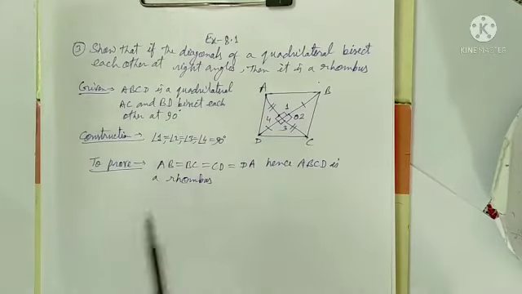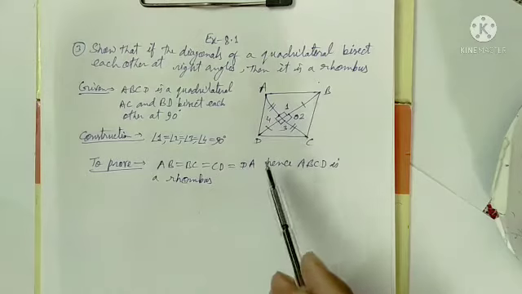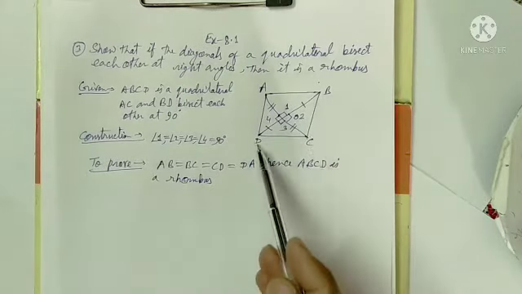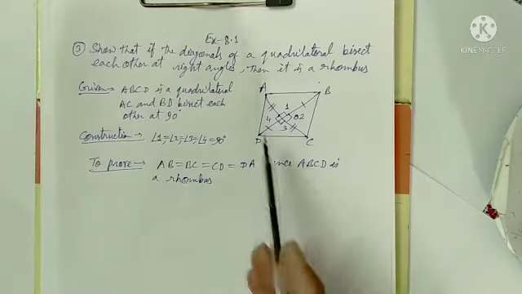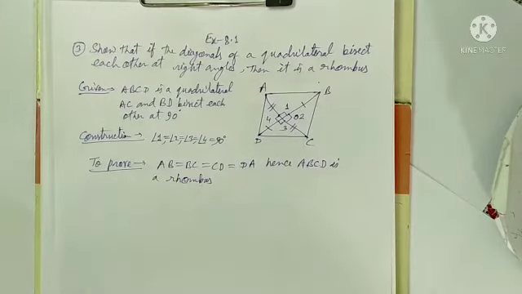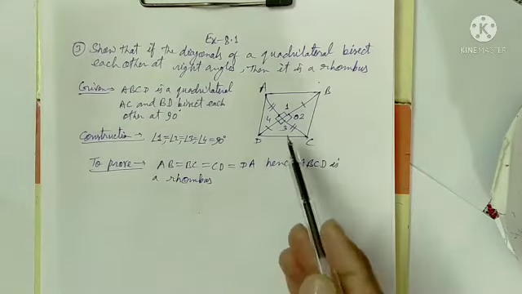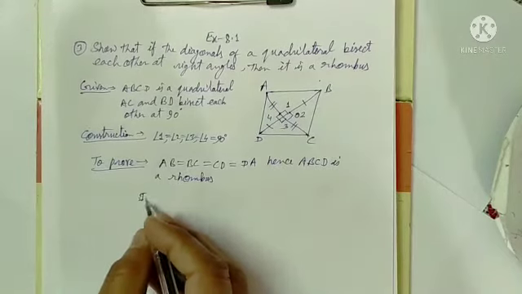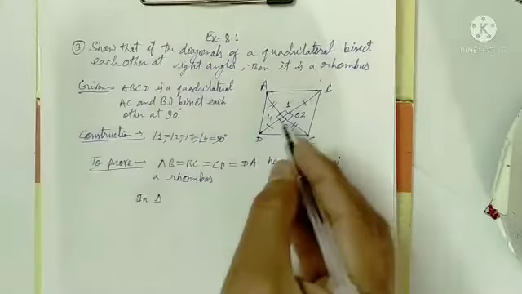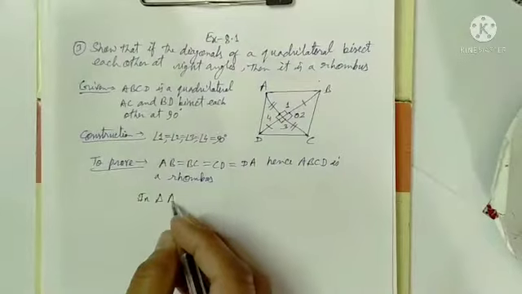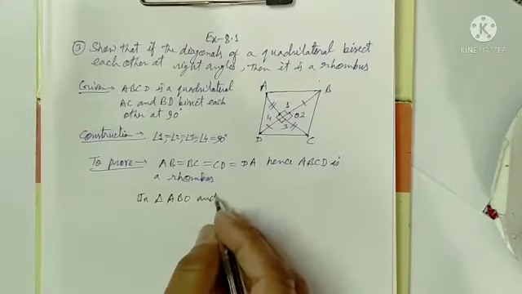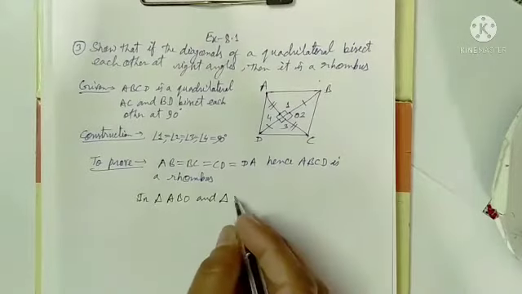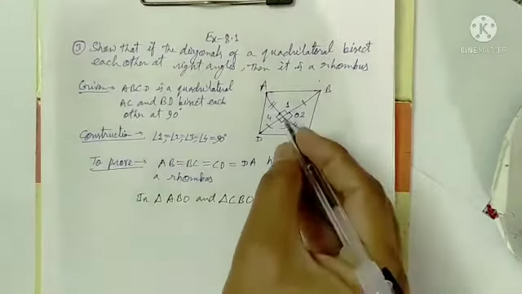And what to prove? If we prove in this quadrilateral that all sides are equal, means AB is equal to BC equal to DC equal to AD, it means this is a rhombus. In a rhombus all four sides are equal. So now we can start very easily. Look what to do. First you take triangle ABO and triangle CBO. This is point O.